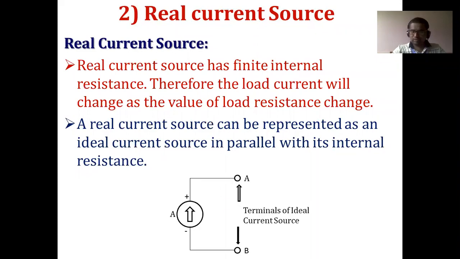This is the ideal current source, and when I want to show the internal resistance of this current source, definitely we have to connect diagrammatically. I can represent that internal resistance of a real current source is in parallel with that current source. This is the basic difference between real voltage source and the real current source.